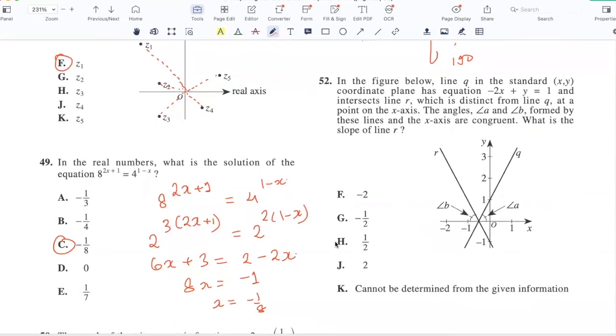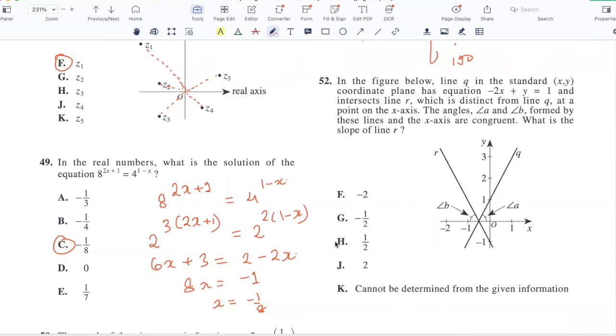In the figure below, line Q in the standard XY coordinate plane has equation minus 2x plus y is 1 and intersects line R, which is distinct from line Q at a point on the x-axis. The angles A and B formed by these lines are congruent. What is the slope of line R?